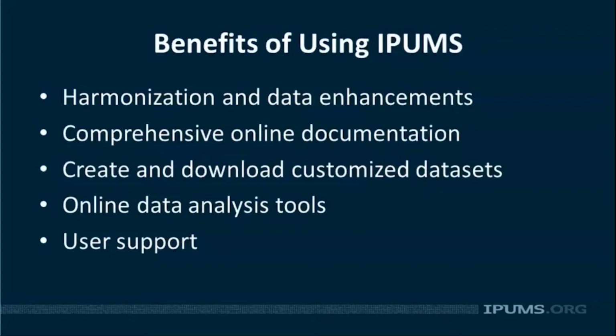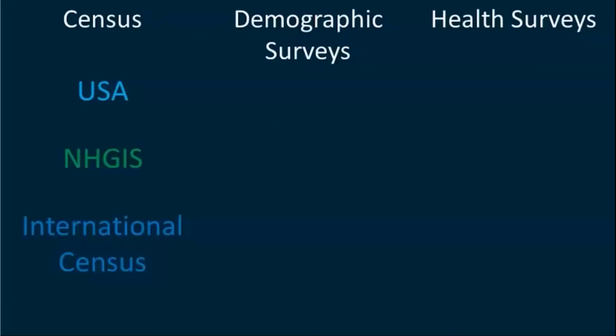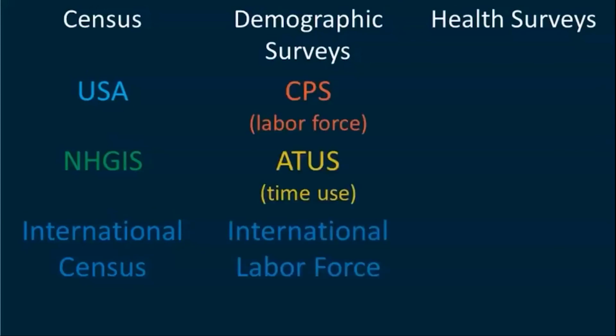I'll briefly describe the various data collections. So IPUMS products fall into 3 broad categories: census, demographic surveys, and health surveys. USA provides decennial census and American Community Survey microdata. These are person and household level data from 1790 to the present. NHGIS provides summary or cross-tabulated data for geographic units such as counties, cities, and census tracts from 1790 to the present. International provides census microdata for more than 90 countries in the world.